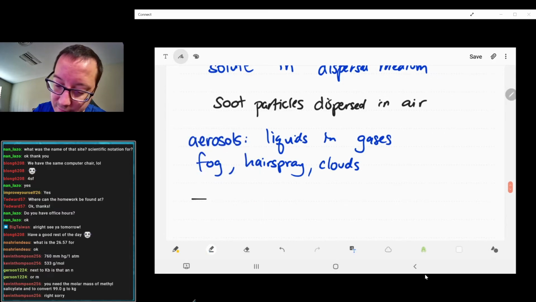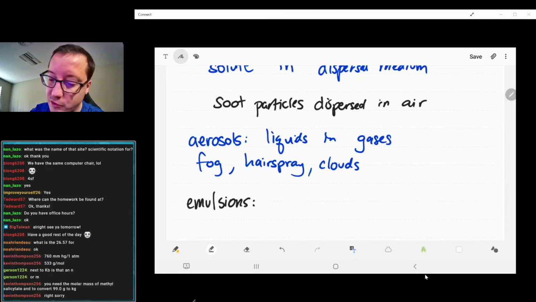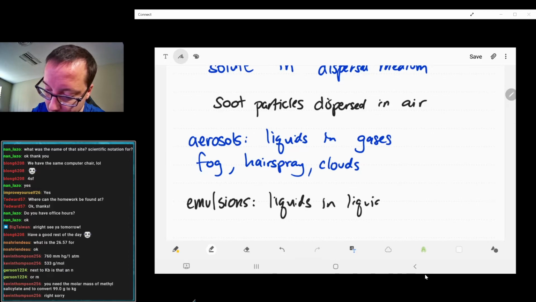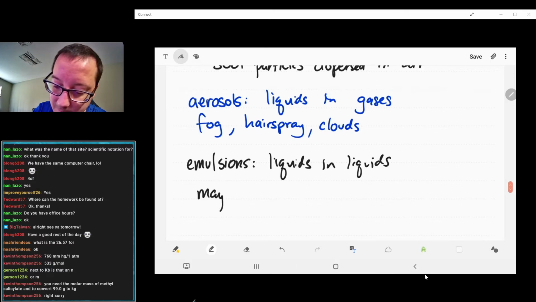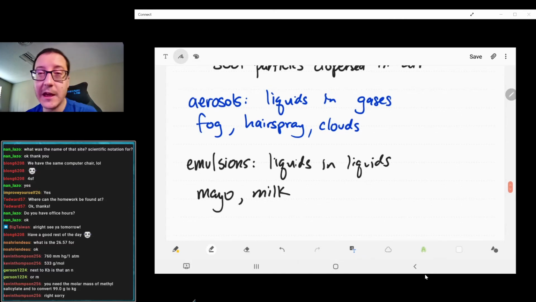We could have, what would this be called? Emulsions, which could be liquids in liquids. This would be something like mayonnaise or milk, where we have particles in there that are liquid generally within other liquids. So if you take oil and water and add an emulsifying agent, like an egg yolk, for example, you can get mayonnaise, right? Which is a liquid in liquid, basically, as a colloid.